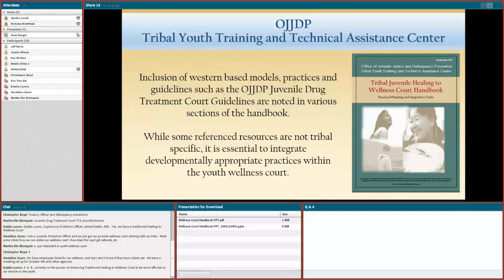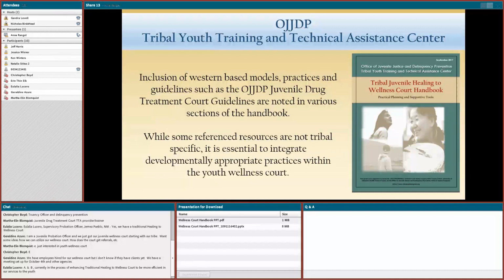And this slide is more about the methodology that I talked about earlier. One of the resources that I wanted to include in the development of this handbook was the OJJDP Juvenile Drug Treatment Court Guidelines. Those are guidelines that were released last year, and they talk about juvenile drug court treatment and successful outcomes from different components that are included within the court. And those are focused mainly on, obviously, non-tribal courts. However, the practices and the success stories that were listed from some of the juvenile drug treatment courts I felt were very useful to wellness court development.